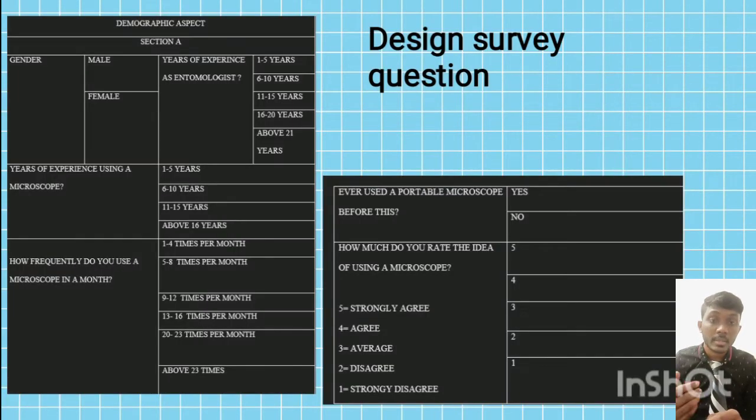So the first step, designing survey questions. The survey is divided into three parts: section A, section B, and section C. This is my section A. Section A is survey questions. Section A is mostly about the experience and ideas of the entomologists, more into personal taste and personal opinion of the entomologist.